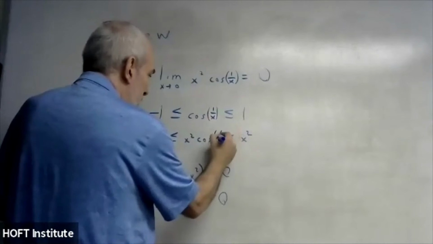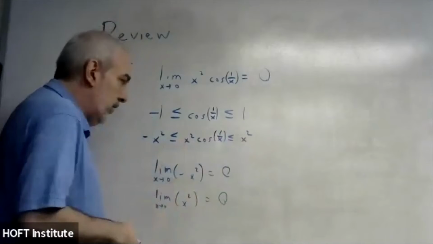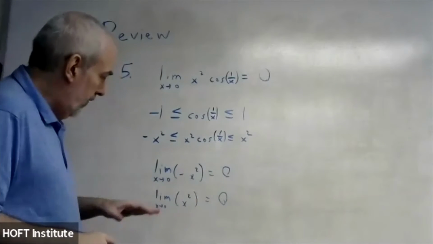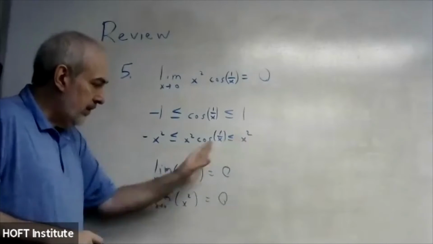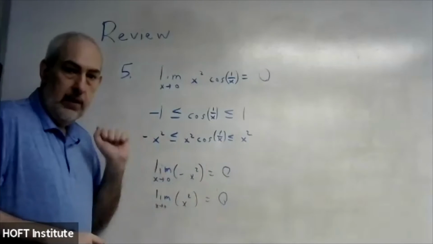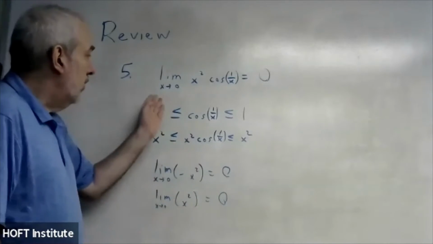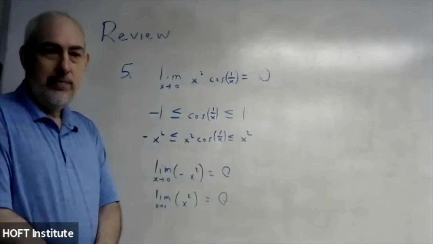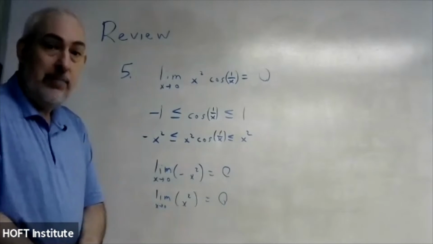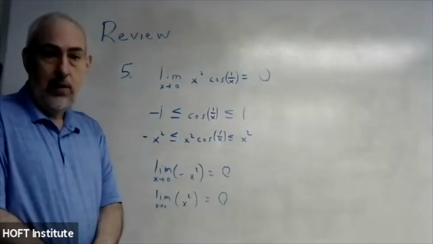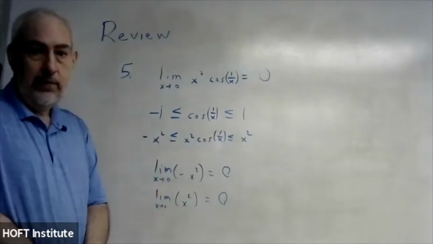From this equation, you would multiply by x squared on all sides. And then since this limit's going to 0 and this limit's also going to 0, then the middle expression would also be going to 0. Okay? So a little bit of an improvement in the problem or complication, but as you see, the limit is still going to 0, and you prove that with the squeeze theorem.